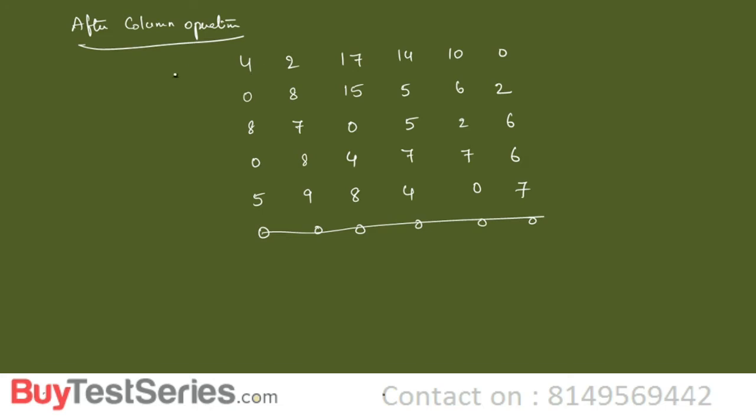Now check the remaining. First row 1 0. Second row 1 0. Third row 1 0. Fourth row 1 0. Fifth row 1 0. So all the rows are having 1 0. Columns. First column 2 zeros. Second column nothing. Third column 1. Fourth column nothing. Fifth column 1. Sixth column 1. So I'll go with first column. Why? Because I've got 2 zeros.